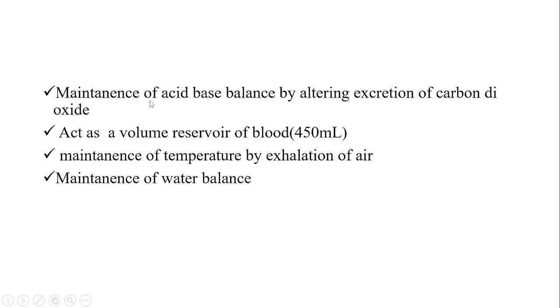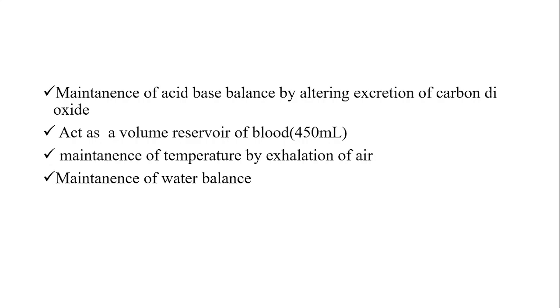The respiratory tract also helps to maintain the acid-base balance by altering the excretion of carbon dioxide. As carbon dioxide is an acidic substance, if the amount of carbon dioxide is increased in our body, it will increase the acidity of our body and decrease the pH. So in that case, the rate of respiration will be increased, and by increasing the excretion of carbon dioxide, it will again bring the pH level down to normal, and vice versa.